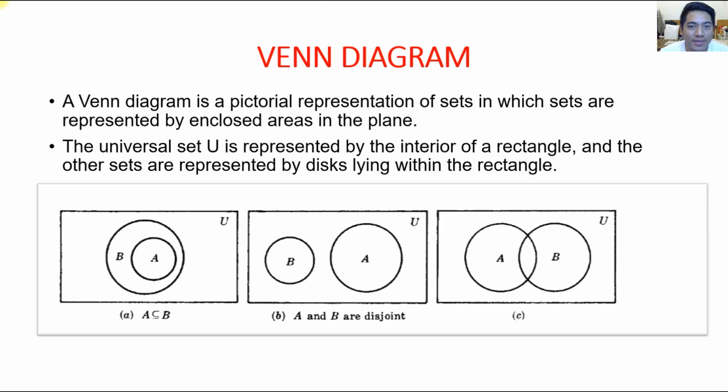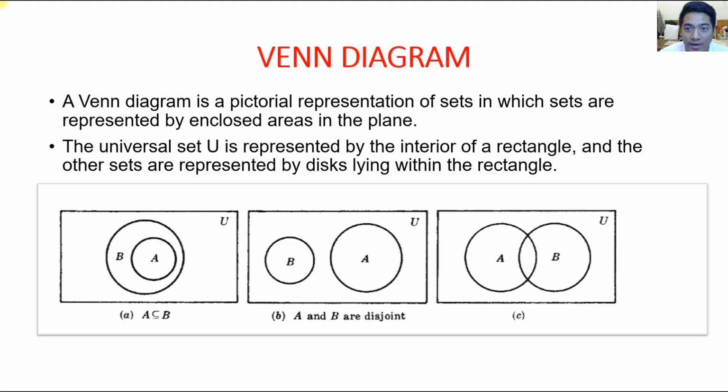A Venn diagram is a pictorial representation of sets. Last video, we talked about sets and some operations on sets. Another way of representing sets is through the braces, and of course through statements. But this time we are going to represent sets in what we call the Venn diagram.